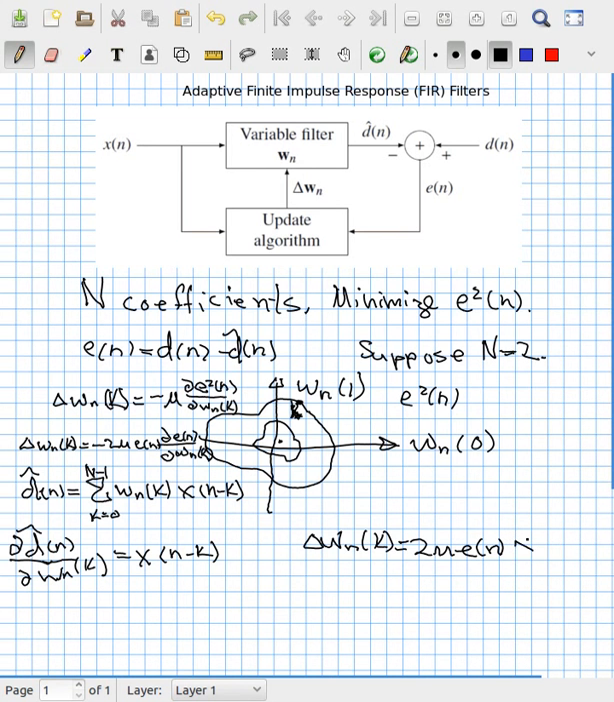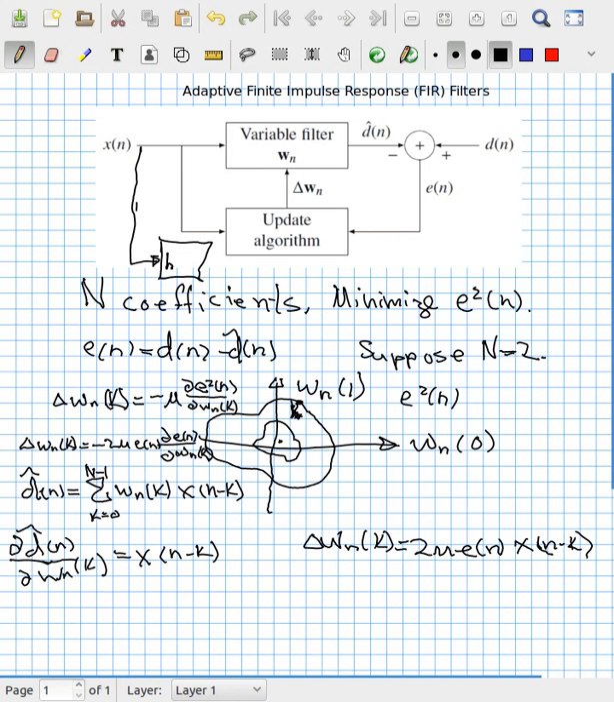So now the minus of this partial goes in here, and I can write over here that delta Wn of k equals, the minus will cancel this minus, so it'll just be 2 mu, and then I've got e of n, and then I've got x of n minus k. So now if we look at what we can do, our change in Wn of k right up here is going to be equal to 2 times this error, e of n, which we have right here, times mu, and I just multiply by x of n minus k. So I've got the x coming in here, I've got that info, I've got e, and I can come up with the change in filter coefficients here.